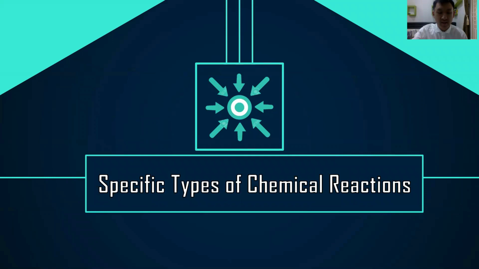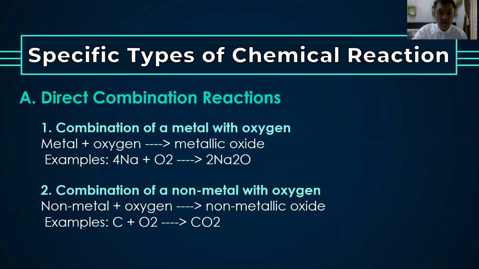Now onto the last topic of this video lecture, which is specific types of chemical reactions. The specific types of chemical reactions are reactions that are categorized from the general types of chemical reaction. Direct combination reactions have in total 6 specific types. First is the combination of a metal with oxygen. In the formula, it's metal plus oxygen yields metallic oxide.